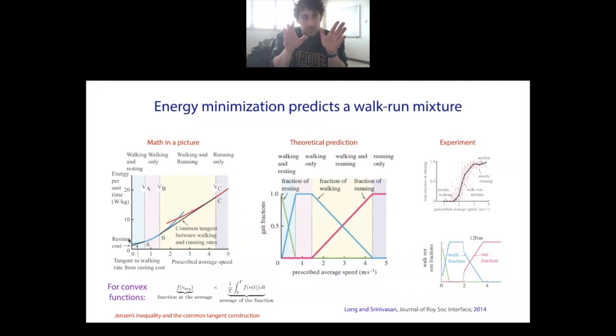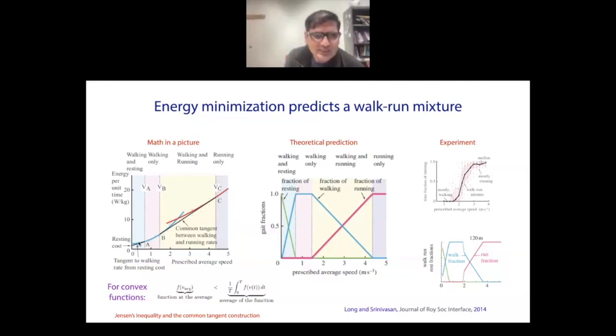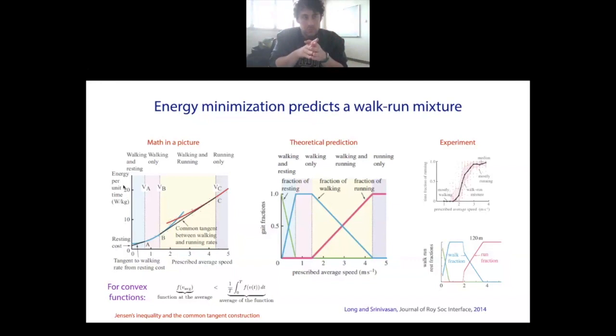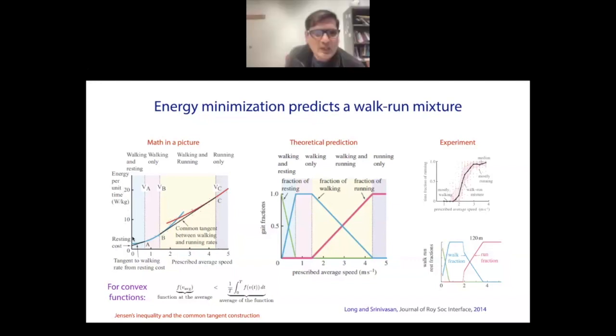So what is plotted here is the energy per unit time. You can plot the energy per unit distance version of it, which will basically take whatever is plotted here and divide by velocity, and that will give rise to what looks like two minima, right? One for walking, one for running. Yeah.